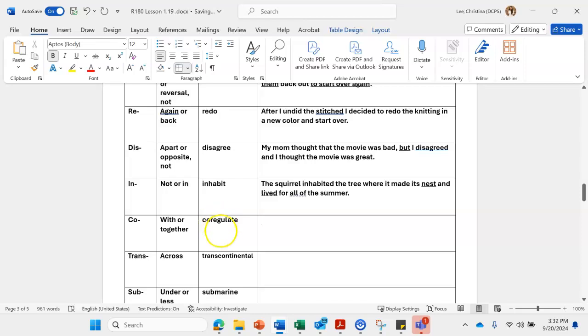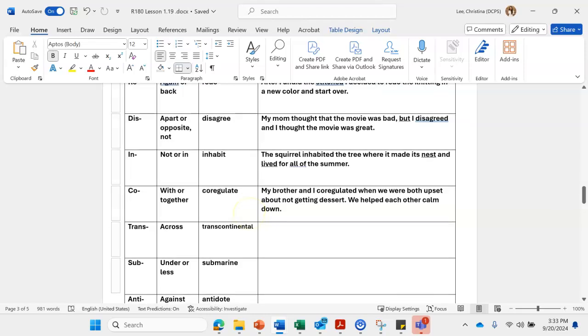Okay, co-regulate. So to regulate is to control something, right? So when we regulate our emotions, we're controlling our emotions, we're managing our emotions. So co-regulate means to manage something together. So we can say, my brother and I co-regulated when we were both upset about not getting dessert. We helped each other calm down, right? So if we co-regulated, we worked together to regulate our emotions.